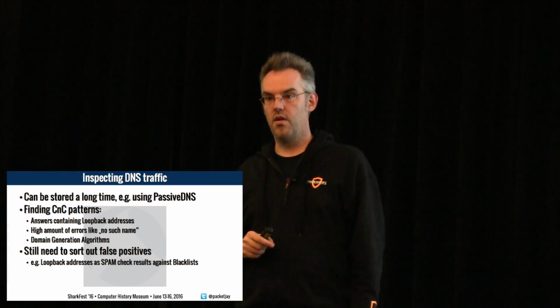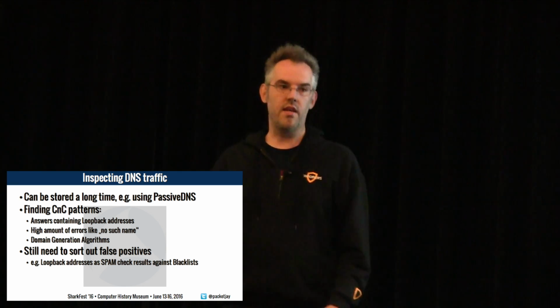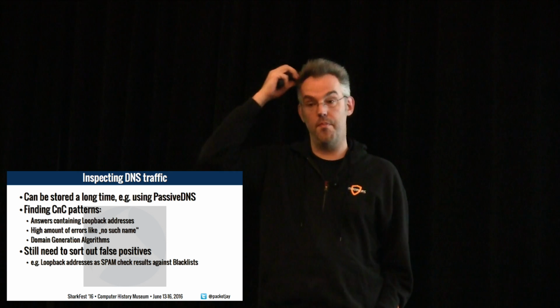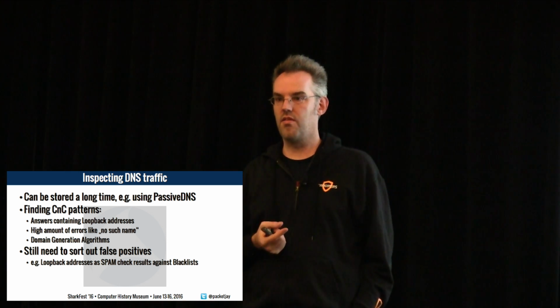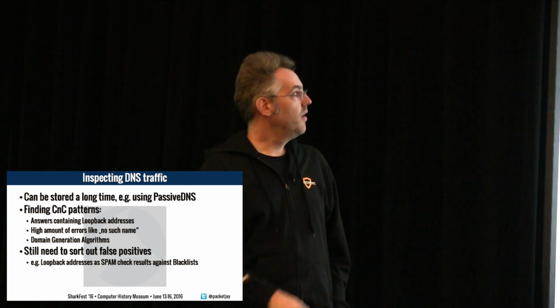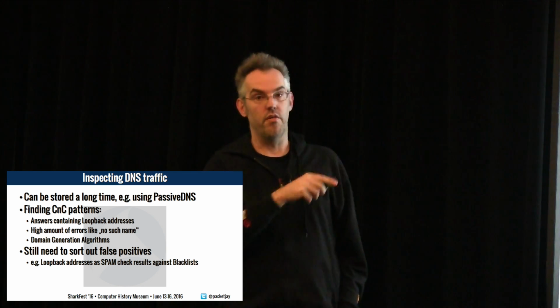So very often we look for stuff like loopback addresses or other answers that basically point to himself. Like if you get a private IP address back from the outside, that shouldn't happen either. Or if you get like broadcast back, that shouldn't happen either. So there may be misconfiguration, but sometimes it's a bad thing. High amount of no such name, I already said. And then there's the domain generation algorithm.